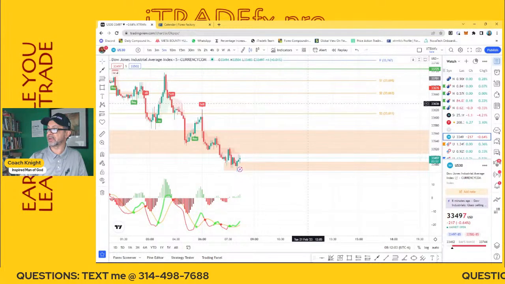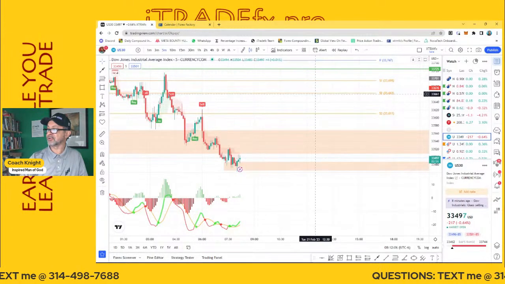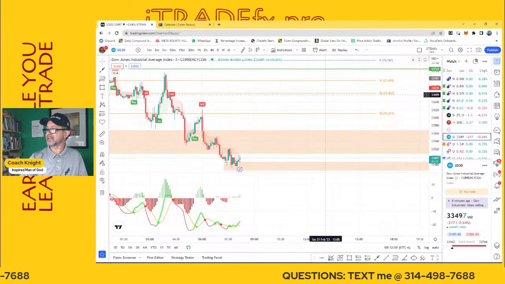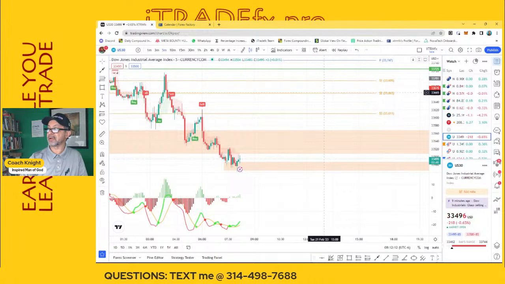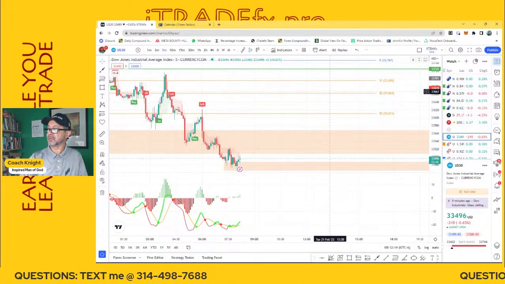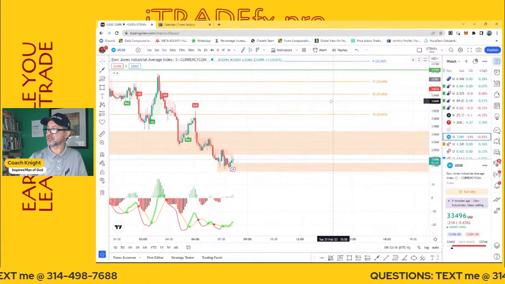breaks and starts heading this way, it's going to come up here, and then it's going to do its little thing and hang out in this supply zone. It's going to hang out there a little bit, and then once it breaks, it may come here. Now, if there's not enough room in between my Fibonacci pivots, I may just wait.